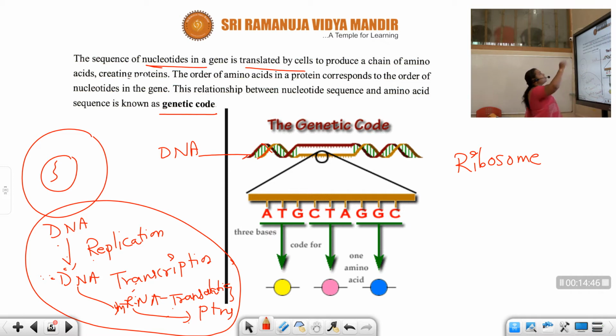Now, the order of amino acids in the protein corresponds to the order of nucleotides in the gene. Actually, what do you mean by amino acids? Protein is a poly amino acid chain. If this is the protein, it is made up of n number of amino acids. A group of amino acids will link up together to form a complete protein.